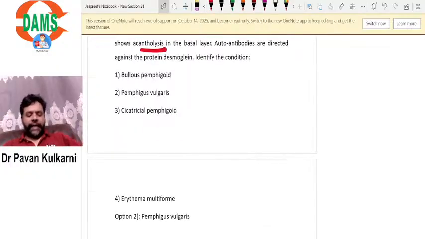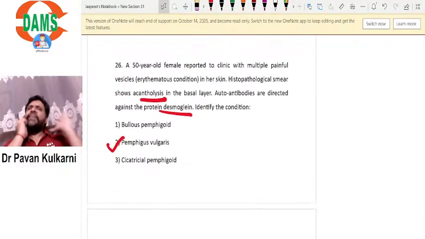Autoantibodies are directed against desmoglein. Typically, it's a patient of Pemphigus. Because there are 2 things here. Whenever you see a split or a vesicle, first see where is the vesicle, whether it is intraepidermal or subepidermal.